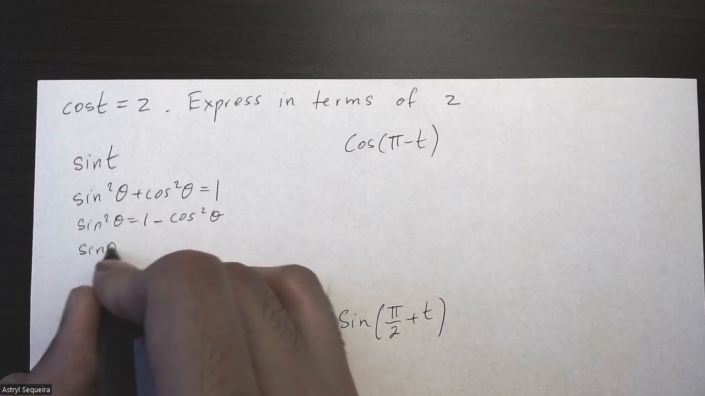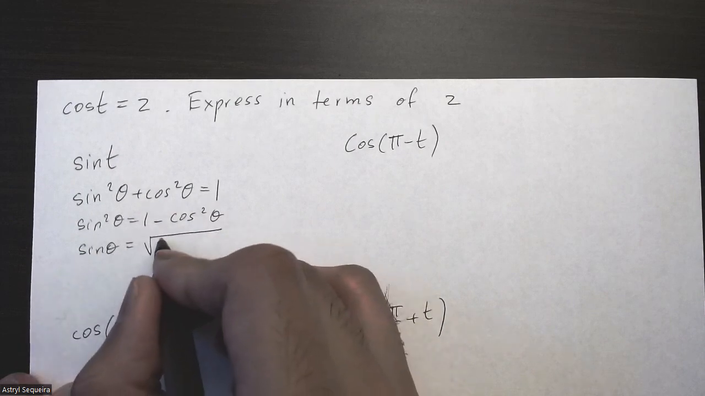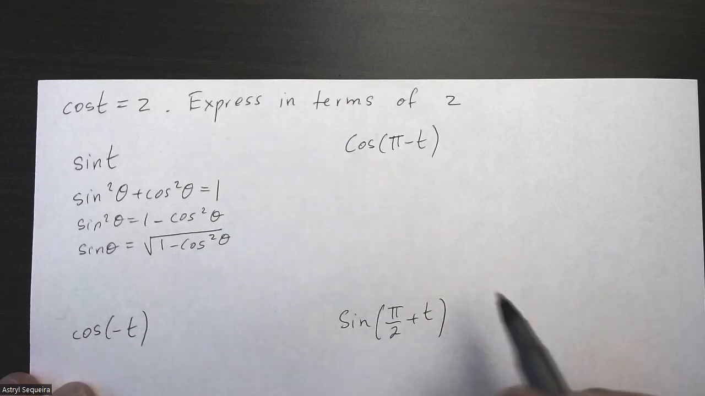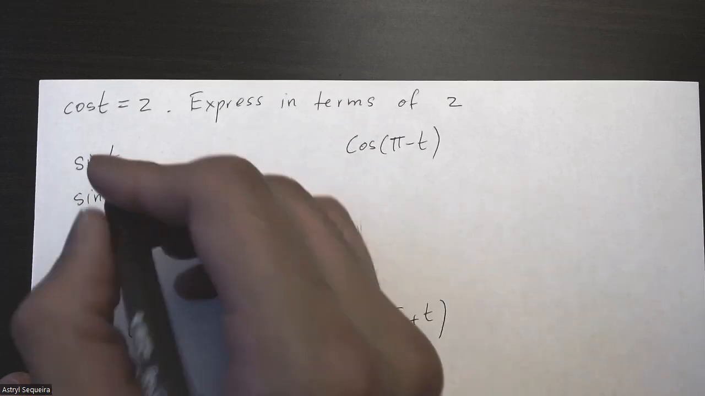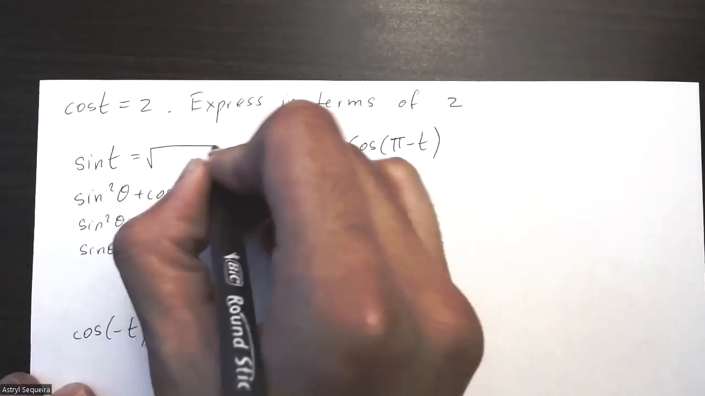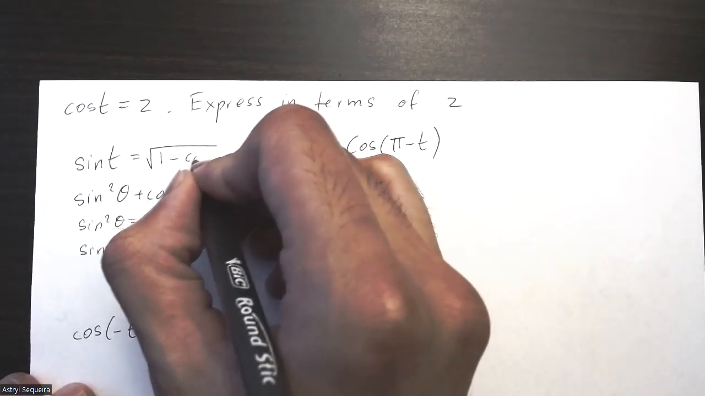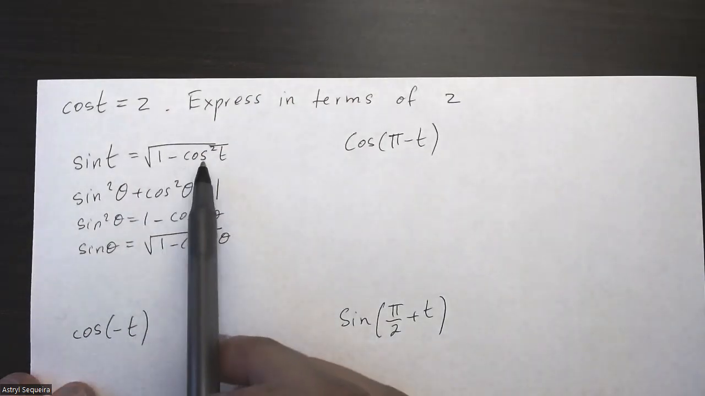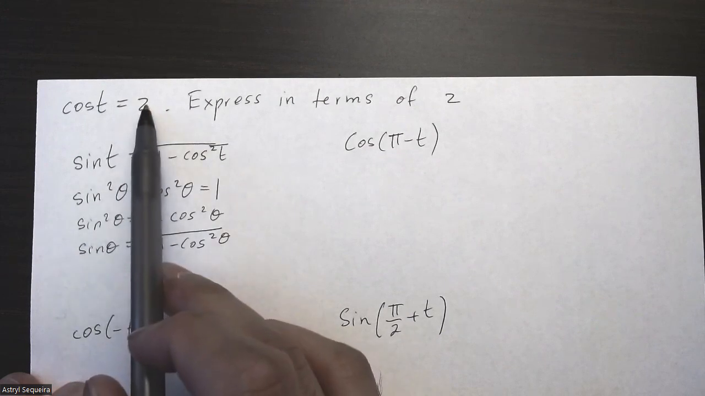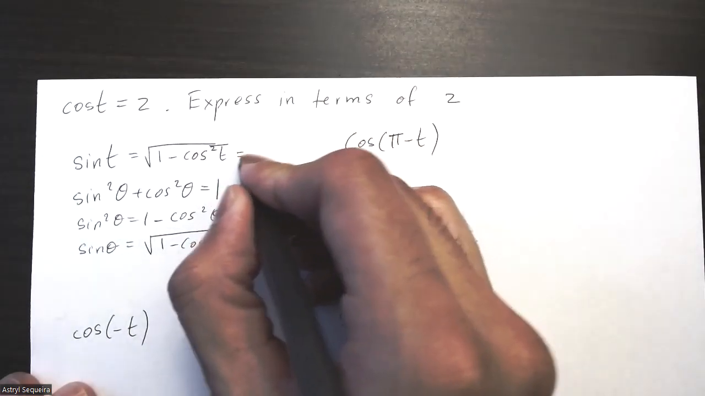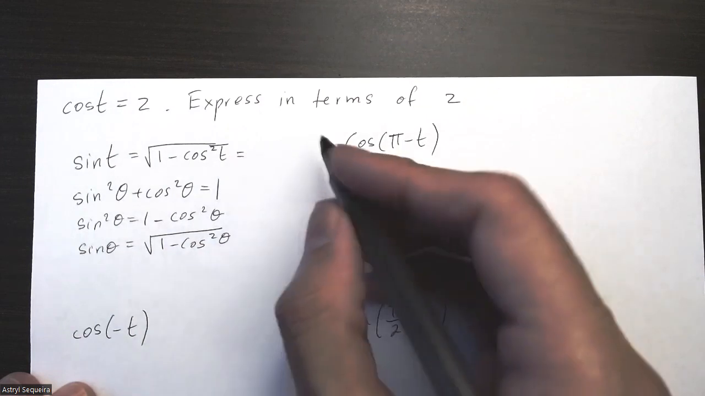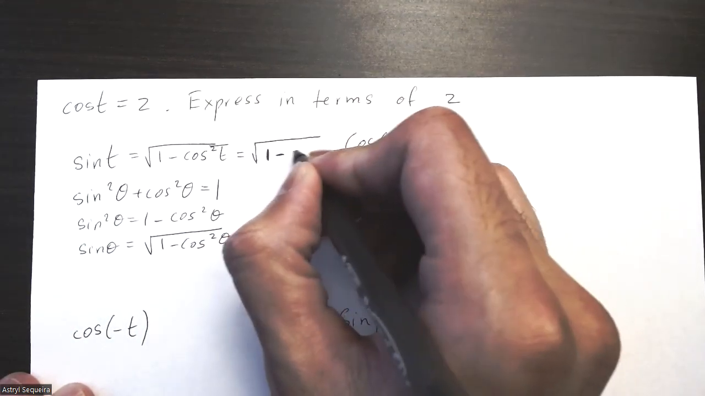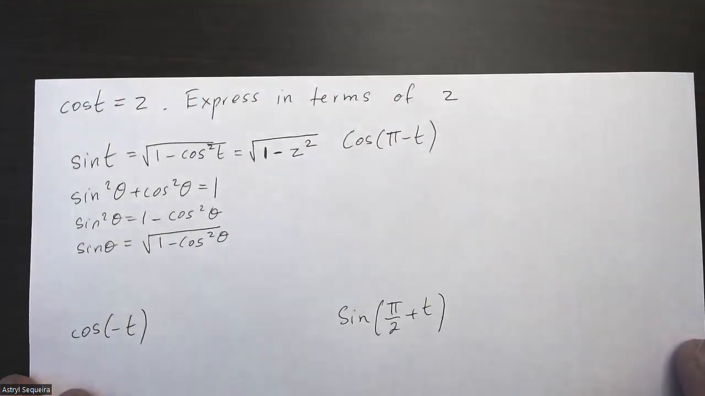So sine theta is just the square root of 1 minus cos squared theta, which means that sine t is just the square root of 1 minus cos squared t. And then I know cos of t is just z, so I can replace the cos of t with the z here. So sine of t is just root of 1 minus z squared.